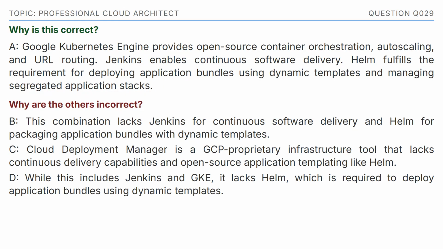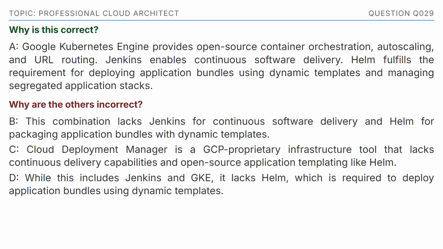A. Google Kubernetes Engine provides open-source container orchestration, autoscaling, and URL routing. Jenkins enables continuous software delivery. Helm fulfills the requirement for deploying application bundles using dynamic templates and managing segregated application stacks. Why are the others incorrect?